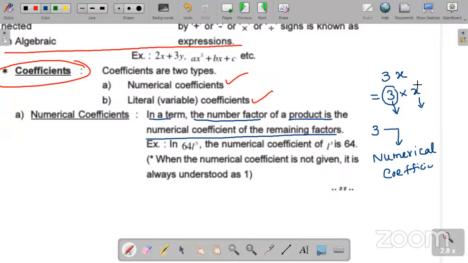So you may have one doubt. What do we call x? x is called the literal coefficient.